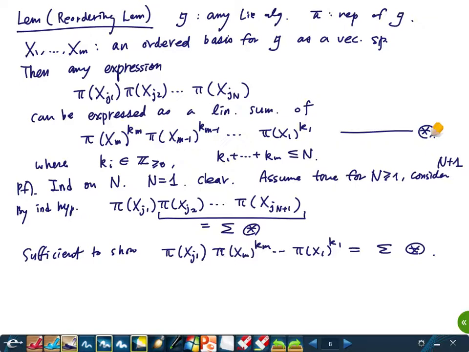But how can we do that? If this is commutative, you can just simply move this to the right position. There's nothing seriously difficult, but it is not commutative, so we cannot really exchange these two consecutive factors. However, we can somehow exchange this by adding some more terms using this property.